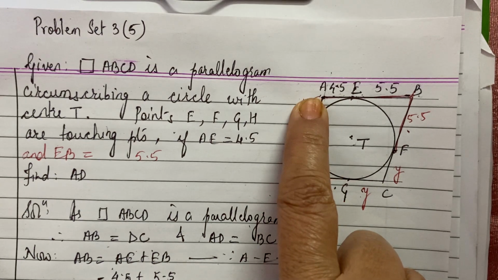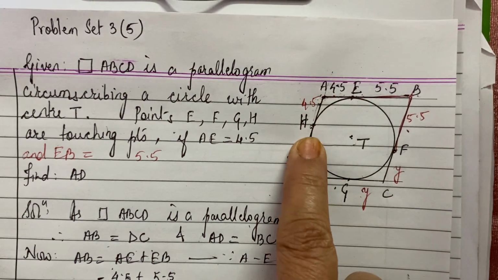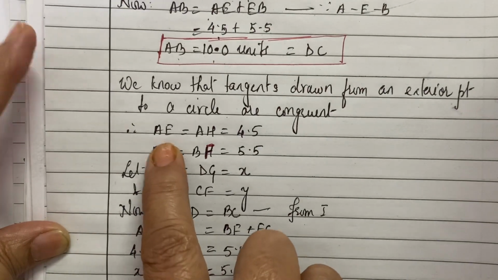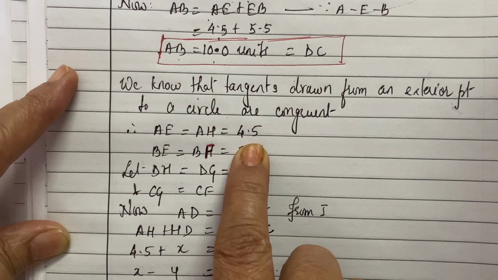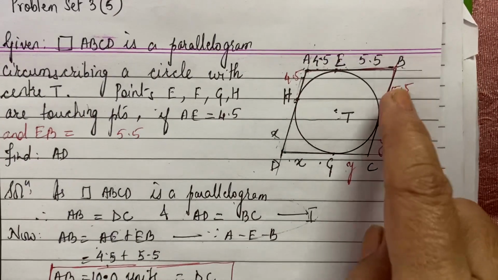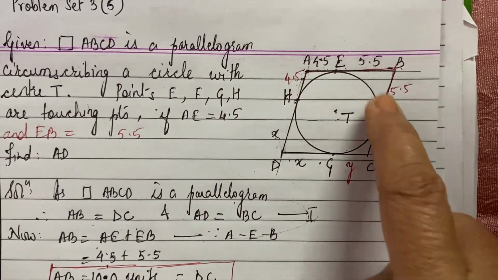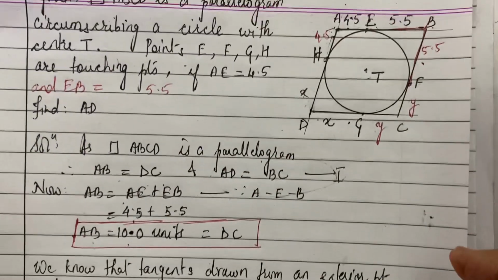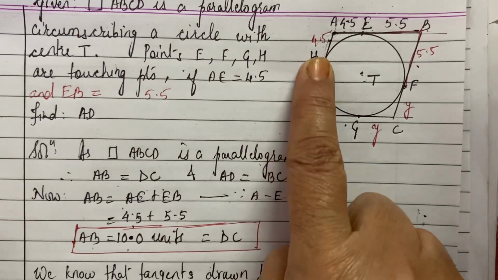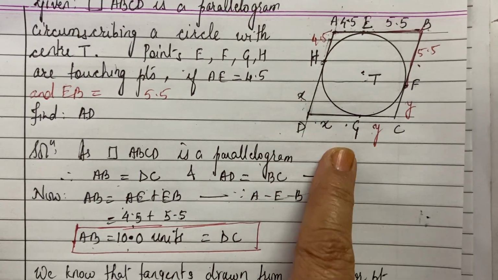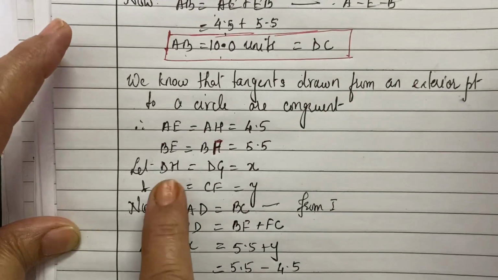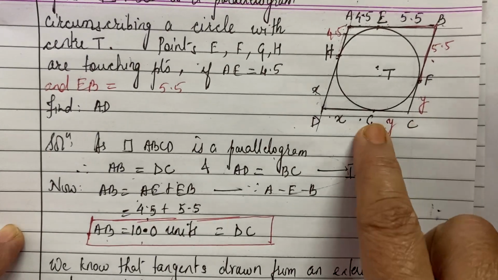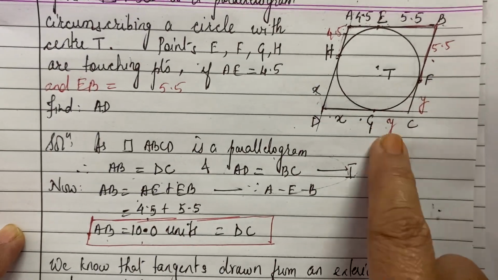If A is the exterior point, then AE is equal to AH. Their lengths will be the same, that is 4.5. So we have already written here AE is equal to AH, 4.5. Similarly, BE will be equal to BF, that will be equal to 5.5 each. Fine. Now let us assume DH is equal to DG, so let us assume their length to be X. So we have written here DH is equal to DG is equal to X, while CG is equal to CF is equal to Y units.